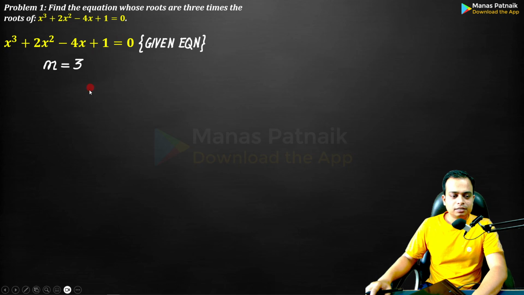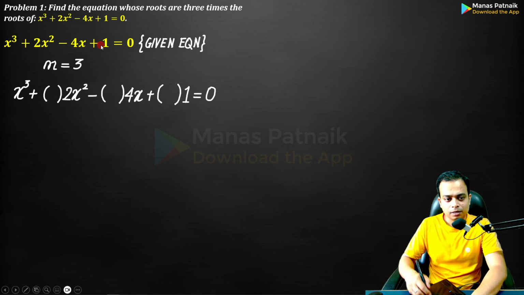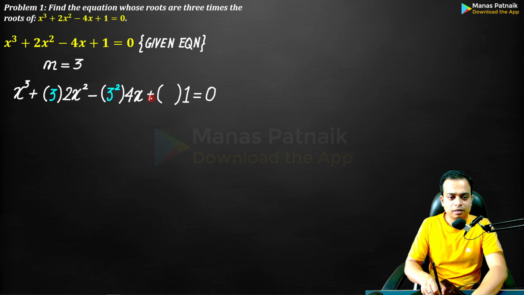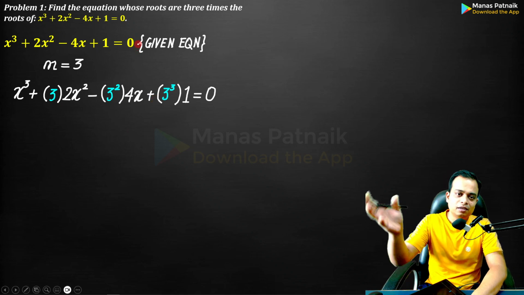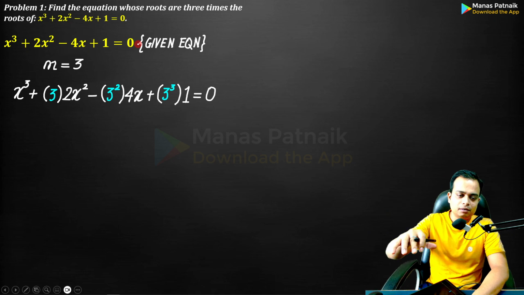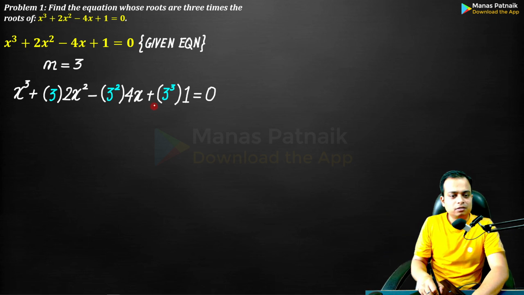What's the approach? Sir, we actually multiply the second term by 3, the third term by 3 square, the fourth term by 3 cube. This is how the process goes. Take a look: 3 square, 3 cube. You don't have to calculate the roots first and then multiply by 3. None of that process is required. This is very, very simple. Simplify: 3 times 2 is 6, 3 square is 9, 9 times 4 is 36, 3 power 3 is 27, and this is what you get.